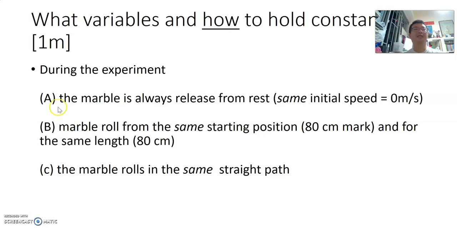Now next, the third mark: what variables and how to hold them constant is important. During the experiment, the marble must always be released from rest so that the initial speed is 0. The marble must roll from the same starting position and for the same length, 80 cm. You must be very detailed in describing and not just put a short phrase. I'm surprised and quite disappointed that some of you actually scored 1 or 0 marks out of 5 marks. That is because you lack detail and you did not describe how. The marble must roll in the same straight path. So this is important.